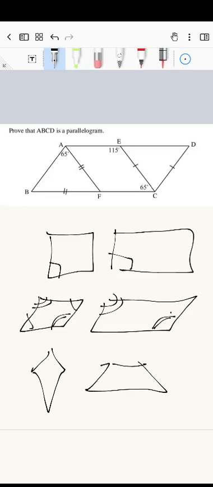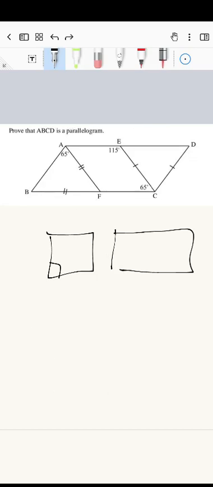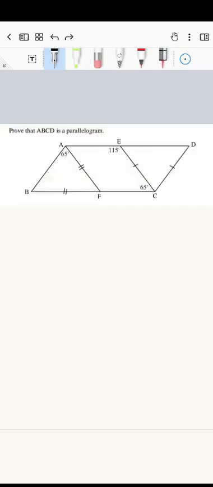So the shape that we are given over here, they don't tell us what kind of quadrilateral we are dealing with. In fact, they want us to prove that what we have is a parallelogram. They don't tell you that it is one. You need to prove that the shape, well, it's not a rectangle, it's not a square, you need to prove that it's a parallelogram.